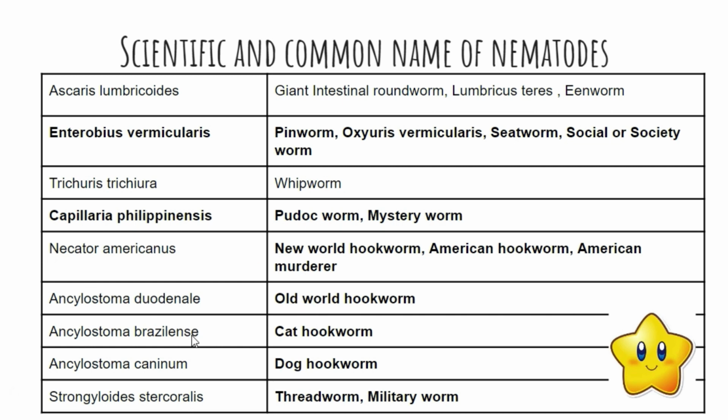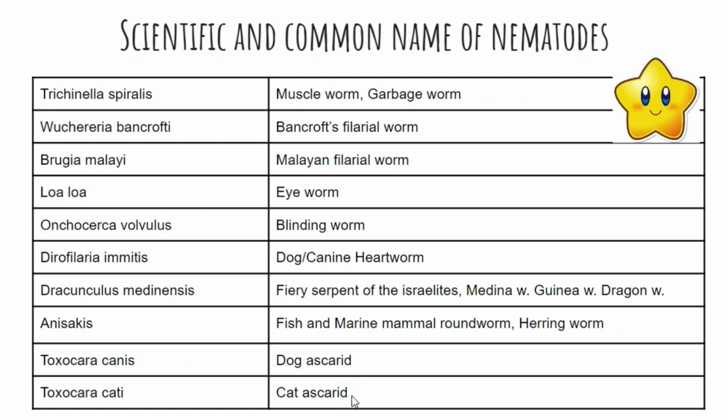For Ancylostoma brasiliense, these are hookworms that can be found in cats, hence the term cat hookworm. And we also have Ancylostoma caninum, caninum as in canine or dogs, otherwise known as the dog hookworm. Aside from the hookworms, in this module we will also be dealing with Strongyloides stercoralis, which is otherwise known as the threadworm or military worm. So here are the other nematodes that we will be discussing.